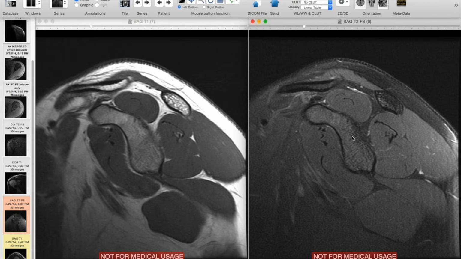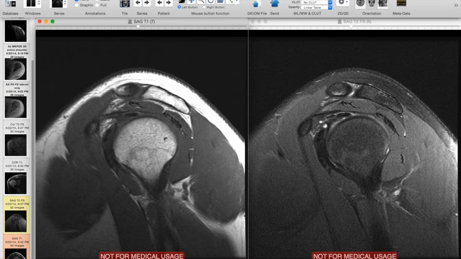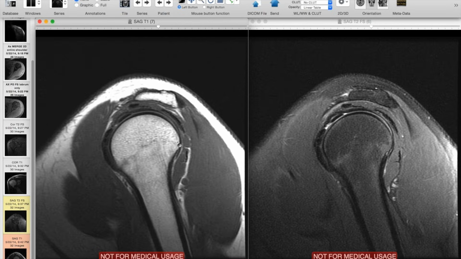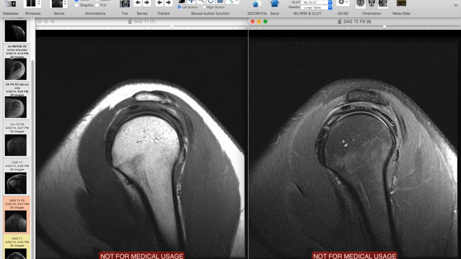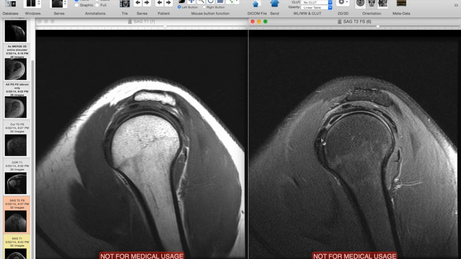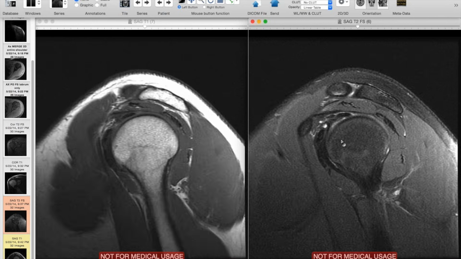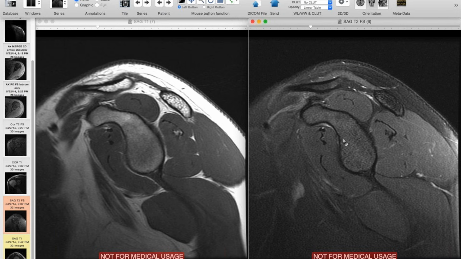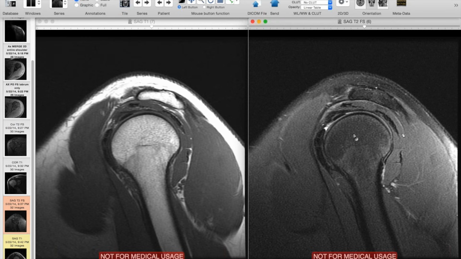Subscapularis, this is my favorite plane for this muscle. Big broad muscle here with multiple tendon slips within it, and as you come out peripherally, you can see the subscap forming into a big thick band, and especially on the T2 weighted images, it should be very uniform in its signal intensity. It can have some little striations in it, but you shouldn't see any focal increased areas of signal within it. So that's the main search for the cuff structures on the sagittal oblique images.